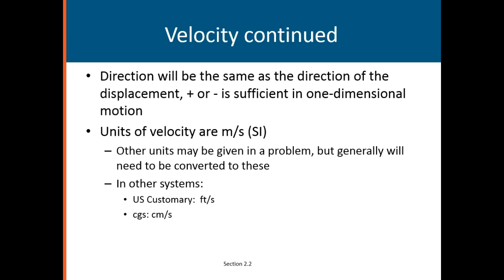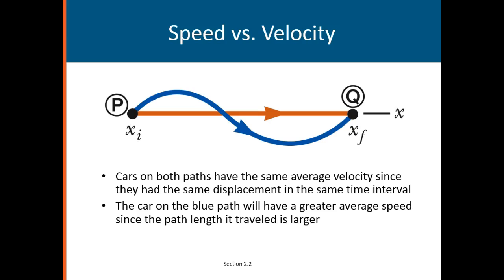I think we covered that slide. So let's look at speed versus velocity. Okay? Here is a car. You got two cars, a red car and a blue car. Okay, the red car goes on the red path here, and he goes straight from P to Q. Okay? Here's your XI, here's your XL. Same for both cars, red car and blue car.